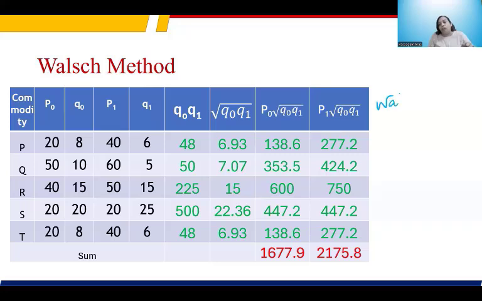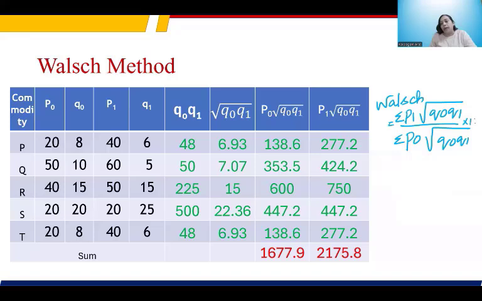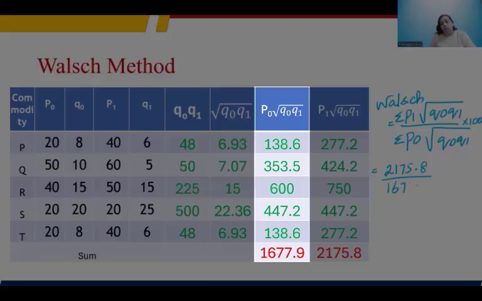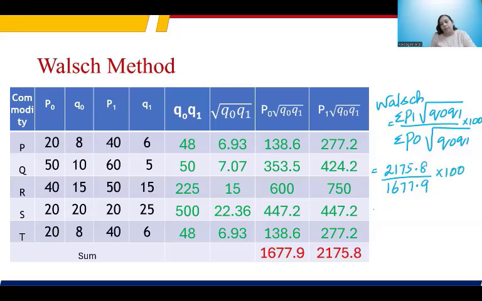What is the formula for the Walsh method? Where we are going to take P0 to P1 to the root of Q0, Q1. Here also root of Q0, Q1, summation of it, multiplied by 100, which will give us 2175.8 upon 1677.9 multiplied by 100. 1.2967 multiplied by 100, which will get us an answer of 129.67, which means Walsh method indicates there is an increase of 29.67%.